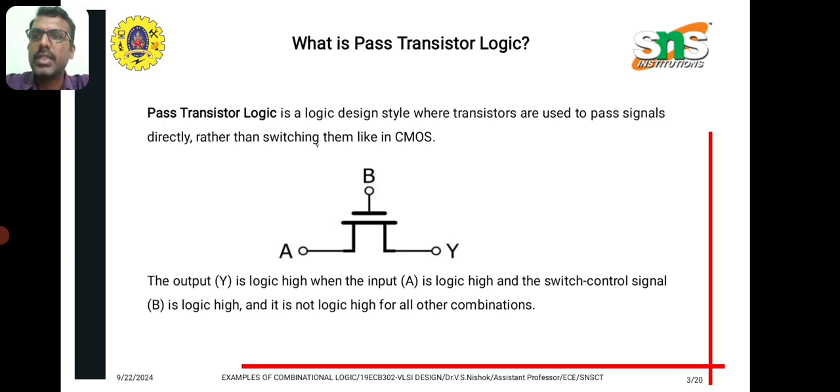So the output Y is logic high when the input A is logic high and the control signal B is logic high. So only when A and B are high will your output also be a high value. For all other three input combinations, the output Y is 0 or high impedance state.